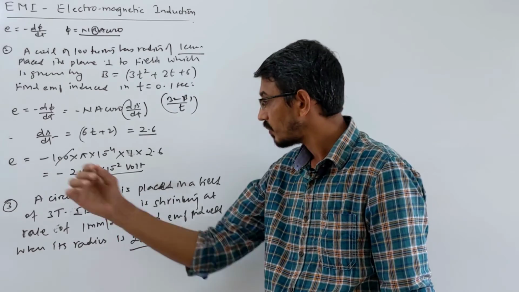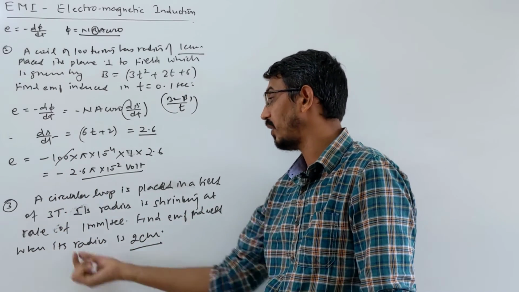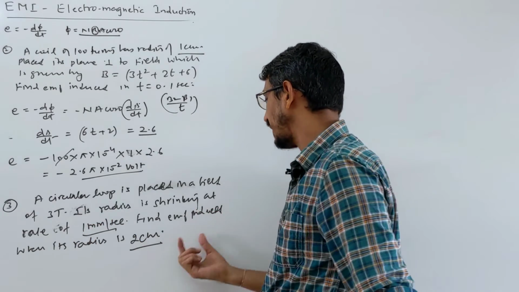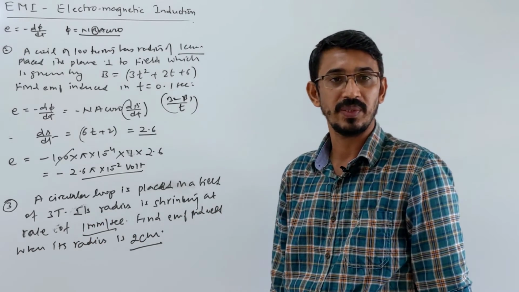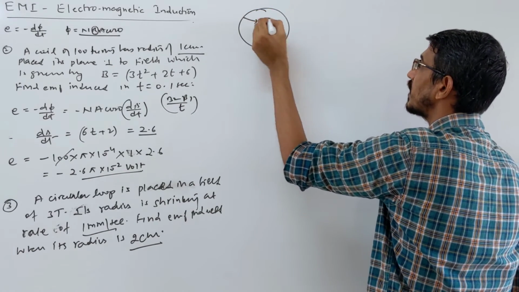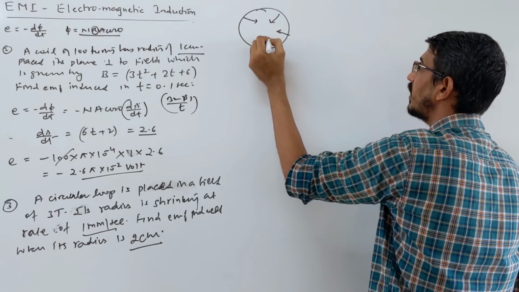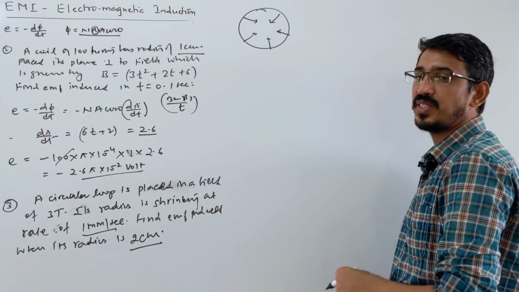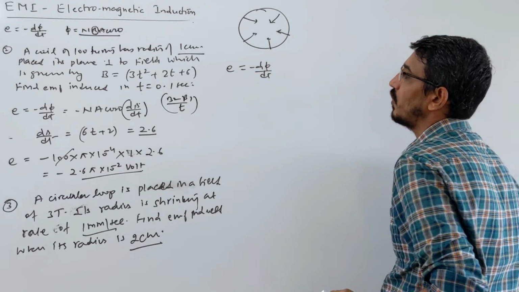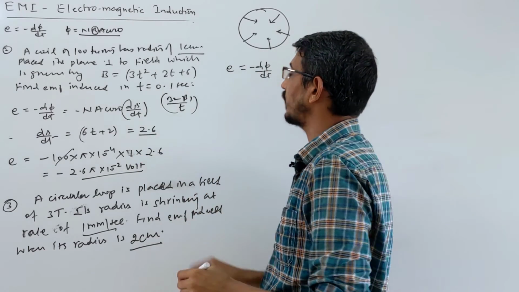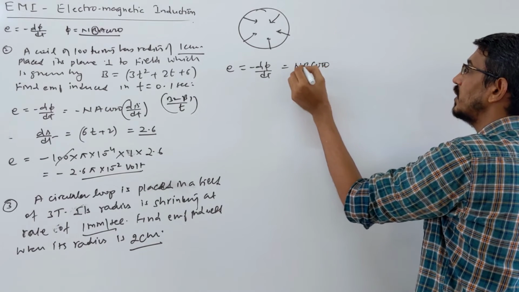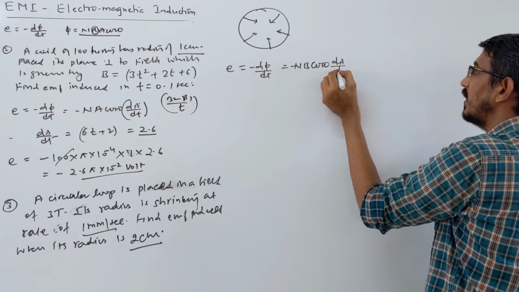Listen carefully. A circular loop is placed inside a field of strength 3 Tesla. Its radius is shrinking at the rate of 1 mm per second. Find the EMF induced when the radius is 2 centimeters. This loop is shrinking, so the rate of change of radius is given. EMF induced is E equals minus d phi by dt. What is changing? The area is changing. So N, B, and cos theta go outside, and you have dA by dt, correct?